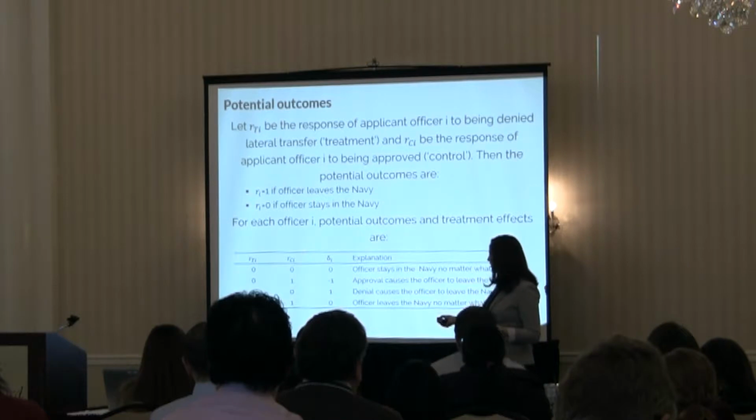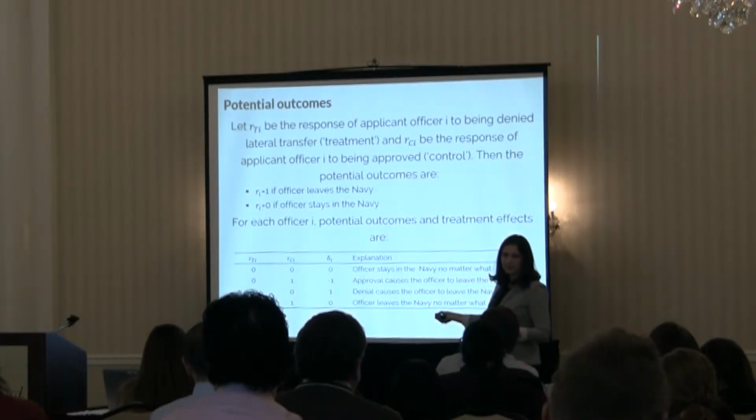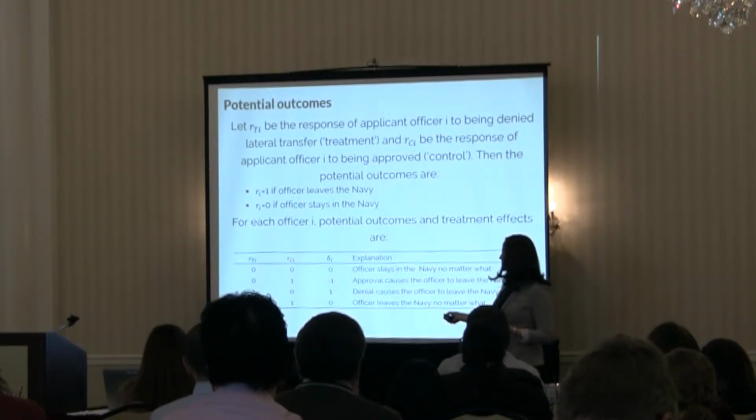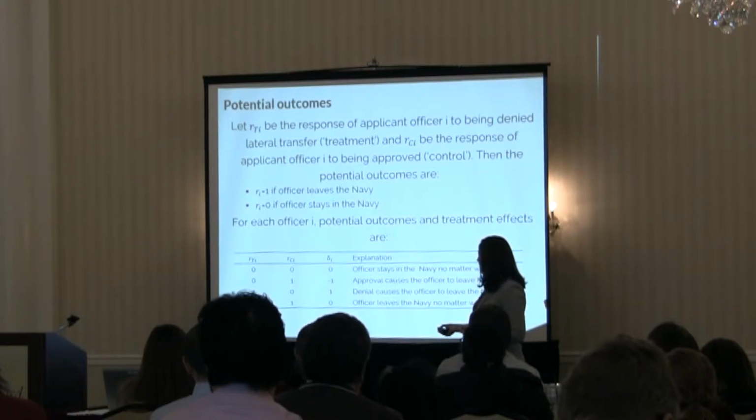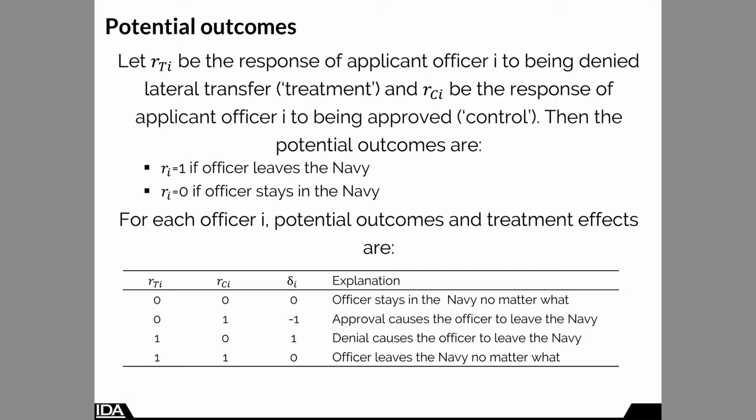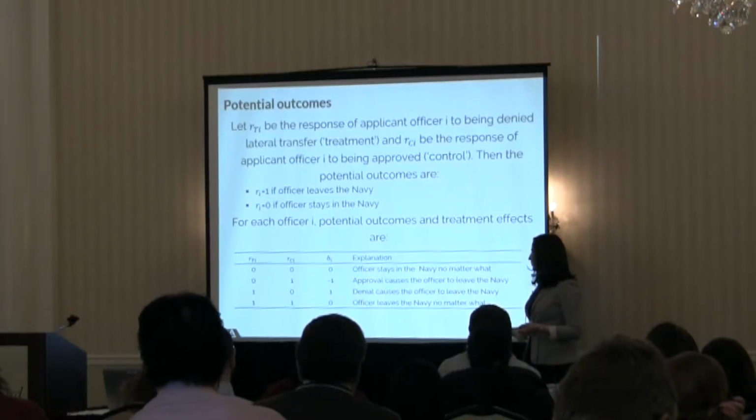The difference between your treated and control outcome is your treatment effect. So that officer is going to stay in the Navy no matter what. And so for him, the treatment makes no difference whatsoever. Getting denied makes no difference. This person, oddly, chooses to stay in the Navy if denied, and the approval causes him to leave. That's very irrational, and we don't actually expect this to ever happen unless something else came up for that particular person. This is the person that we're most worried about.